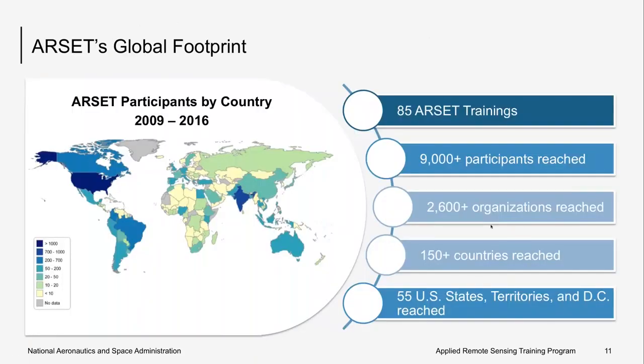ARSET has completed over 80 trainings since it began in 2009 and has reached thousands of participants globally. The figure on the left shows a geographic distribution of participants. We've reached over 8,000 people in over 2,000 organizations and 160 countries. Our online trainings are in high demand, especially with international audience and in regions where there is little in situ data or resources available. We have the unique opportunity to engage a large, highly varied audience that has a need for remote sensing, but doesn't know how to incorporate it into their current workflow.